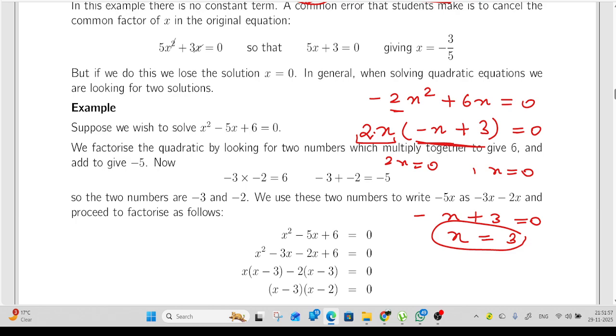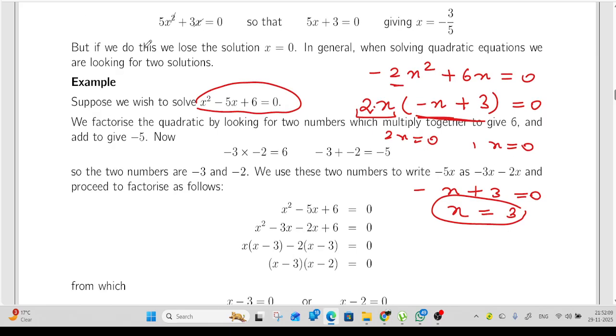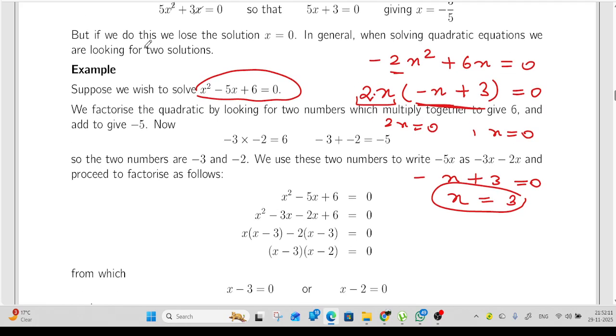Now the other way is, if we have this form, ax square plus bx plus c, how do we solve this type of quadratic equation? First we need to look for two numbers which multiply together to give this constant.